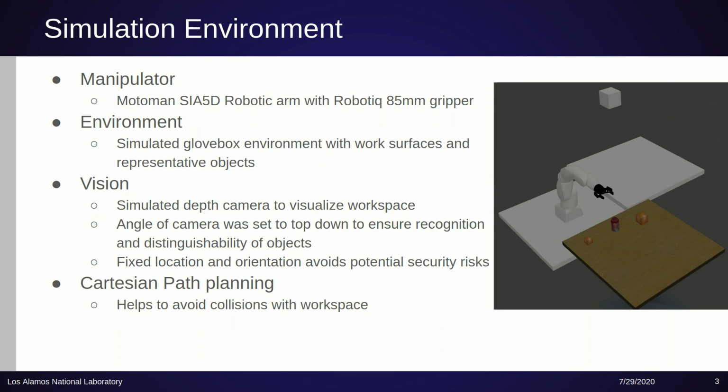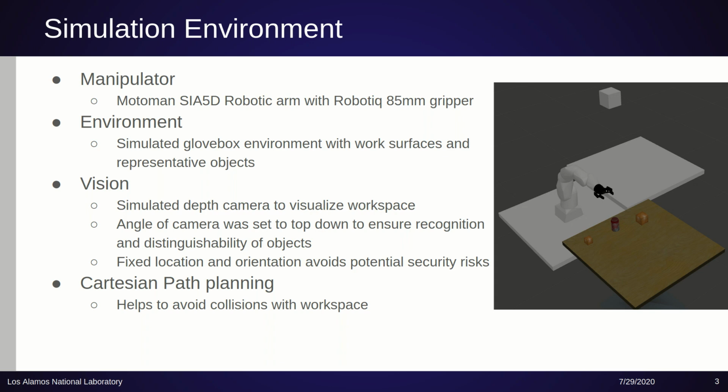Due to the remote nature of my internship, the project is done entirely in simulation using the simulation and visualization software Gazebo and RViz through the Robot Operating System, or ROS. The simulation environment was set up to be representative of a glove box environment found in the lab. For the robotic manipulator, existing robotic systems in the lab were simulated: the Motoman SIA 5D arm with a Robotiq 85mm gripper attached as the end effector.